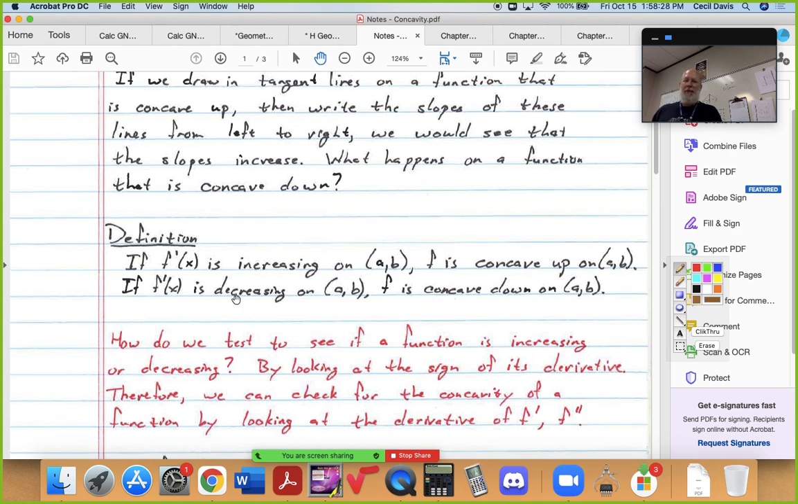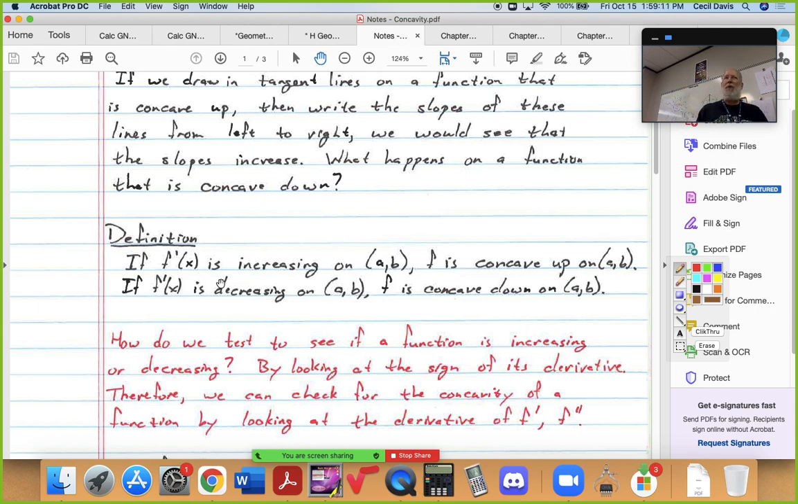Now, we're looking to see if f prime is increasing or f prime is decreasing. Well, just think about any function. If you want to see where a function is increasing or where it's decreasing, we look at its derivative, right? If the derivative is positive, the function is increasing. If the derivative is negative on some interval, then the function is decreasing. So how can we look for where f prime is increasing? Look at the derivative sign. If I want to know where f prime is increasing, we look at the second derivative.